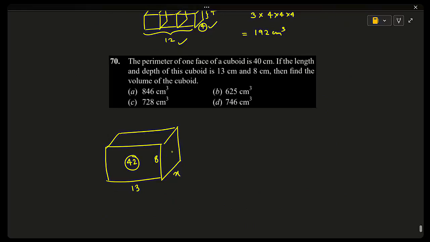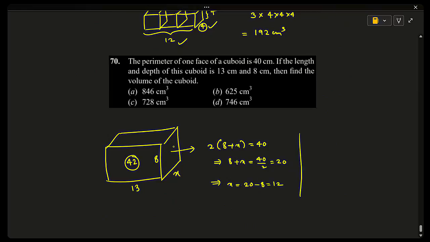Suppose they're talking about this face: 2 into 8 plus x is going to be 40. So what is the value of x? 8 plus x is going to be 40 by 2, which is 20. Transposing 8 to the right, x will be 20 minus 8, which is 12. So if this face is 40, x will be 12.